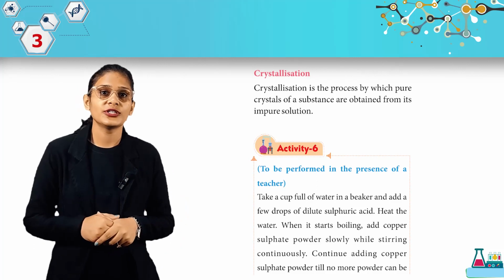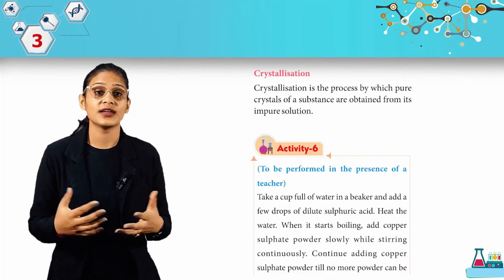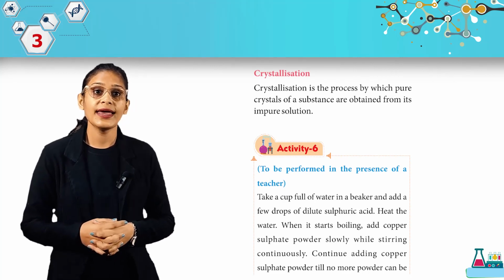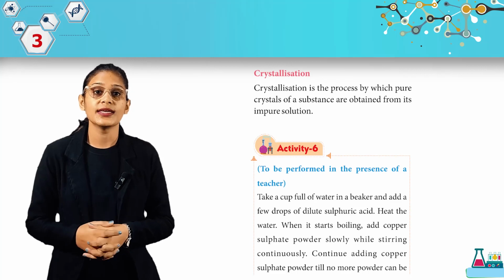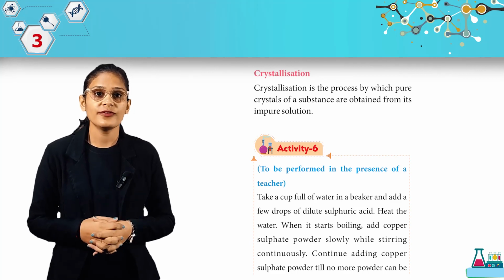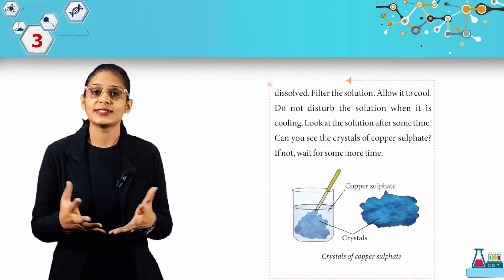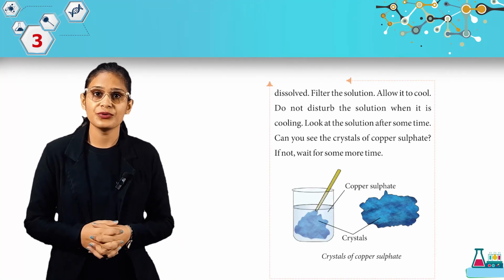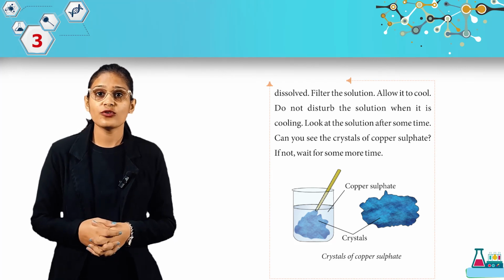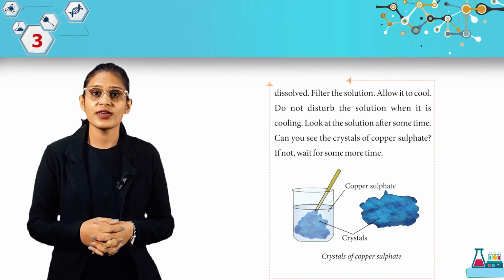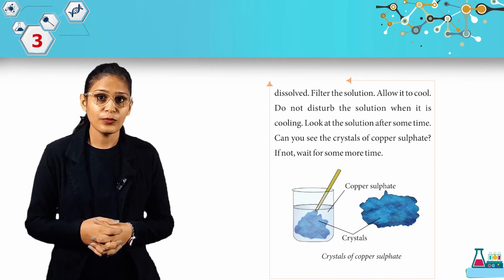Take a cup full of water in a beaker and add a few drops of dilute sulfuric acid. Heat the water. When it starts boiling, add copper sulfate powder slowly while stirring continuously. Continue adding copper sulfate powder till no more powder can be dissolved. Filter the solution. Allow it to cool. Do not disturb the solution when it is cooling. Look at the solution after some time. Can you see the crystals of copper sulfate? If not, wait for some more time.